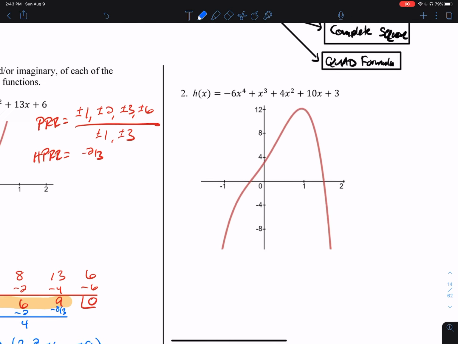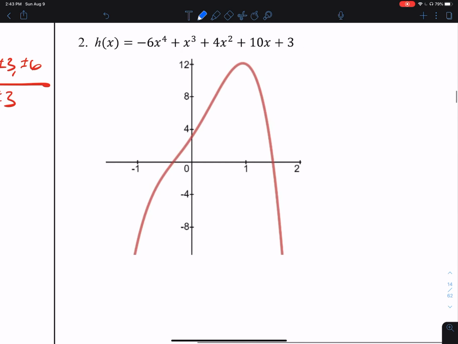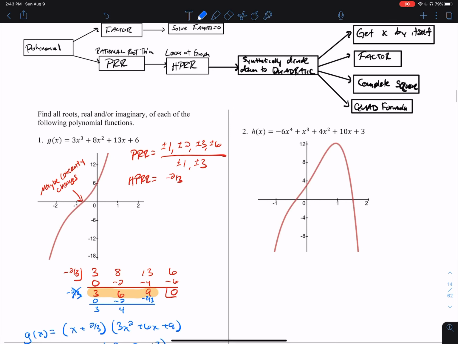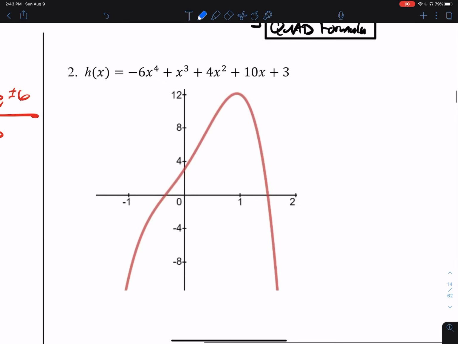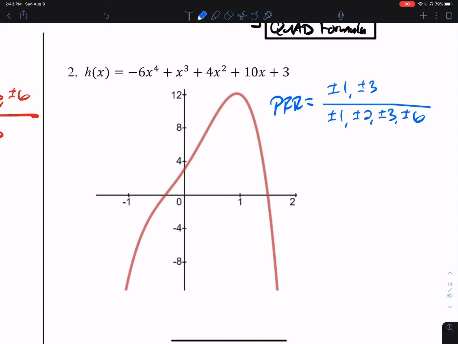Last problem. Directions: find the roots. So let's list the possible rational roots. Take the factors of 3, which are 1 and 3, and the factors of -6: plus or minus 1, plus or minus 2, plus or minus 3, plus or minus 6.